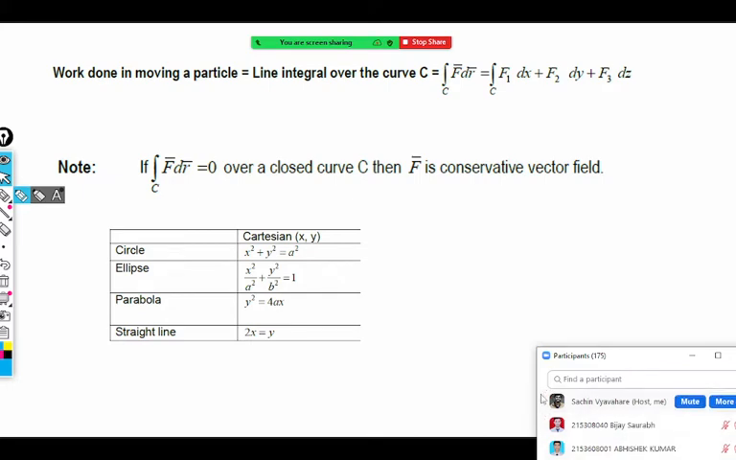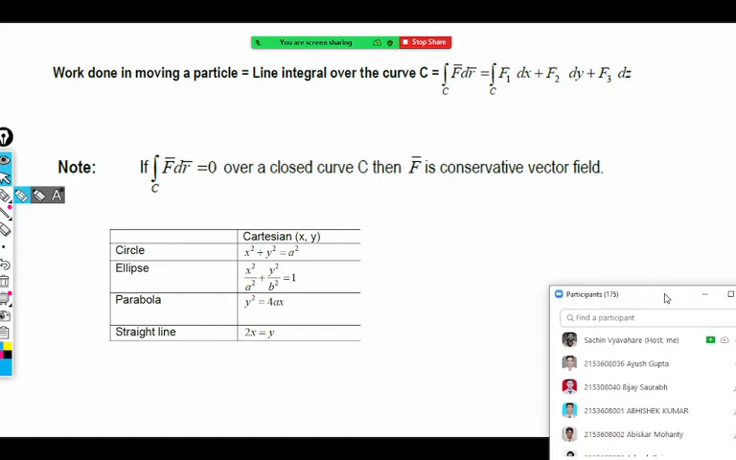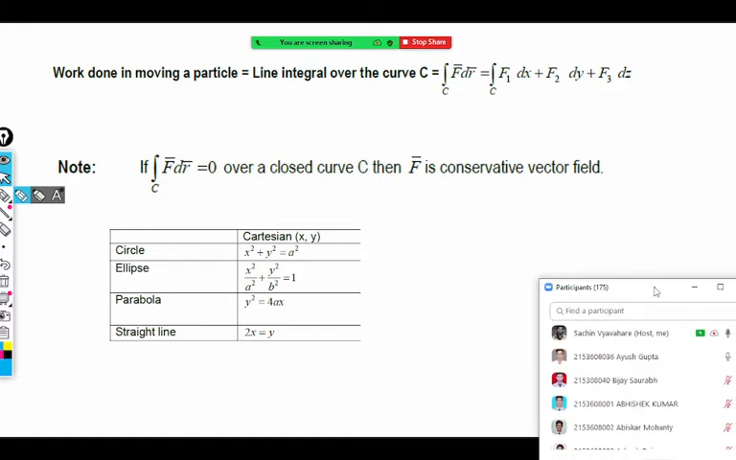Now, tell me for the second one, the ellipse. Yes sir, for ellipse, x equal to ab sin theta, y equal to ab cos theta. Not correct. Okay, Abhishek Kumar is facing some network issue. You can tell me. Yeah, x equal to a cos theta, y equal to b sin theta. Okay, correct. x is a cos theta and y is b sin theta. That's a correct answer. This is for the ellipse.